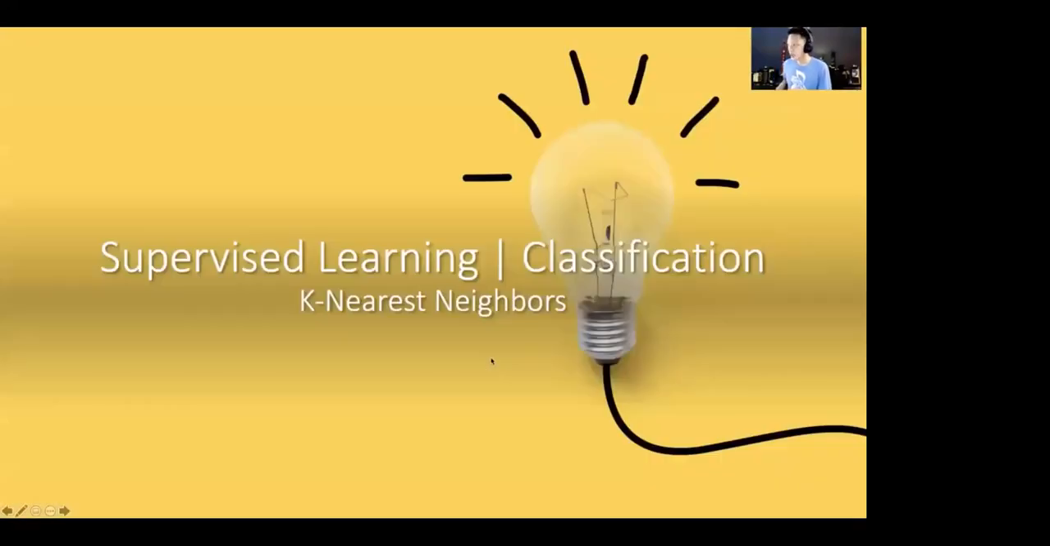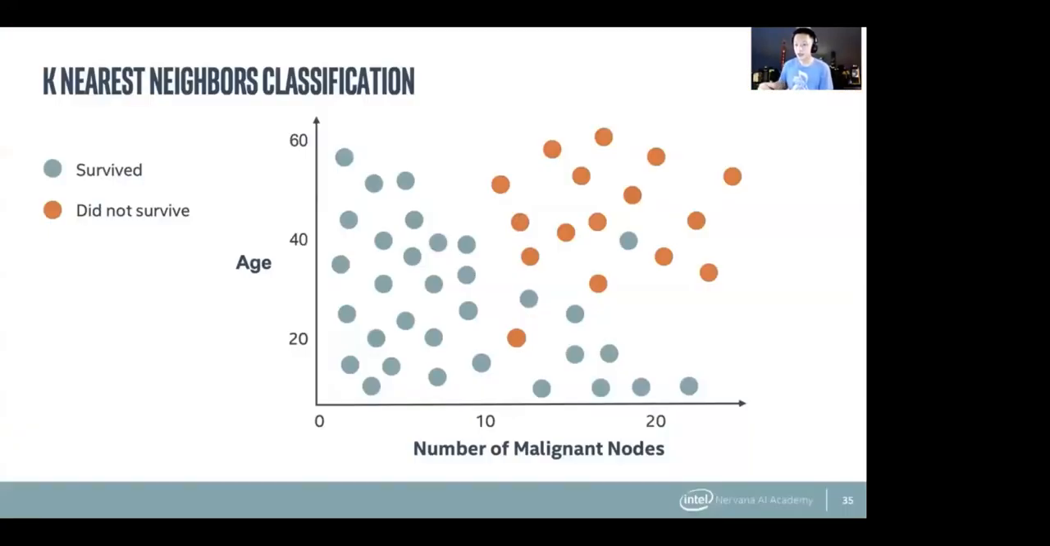So the next thing that we're going to talk about is a little bit different. It's called K nearest neighbors. And I think this one is also super intuitive. So let's motivate this with an example, right? There is a data set of people, and these people are represented on two axes. You have their age, and you have the number of cancerous nodes that they have, let's say, in their body.